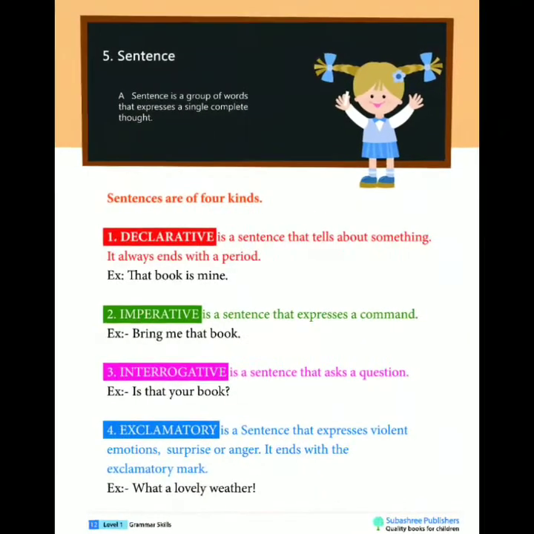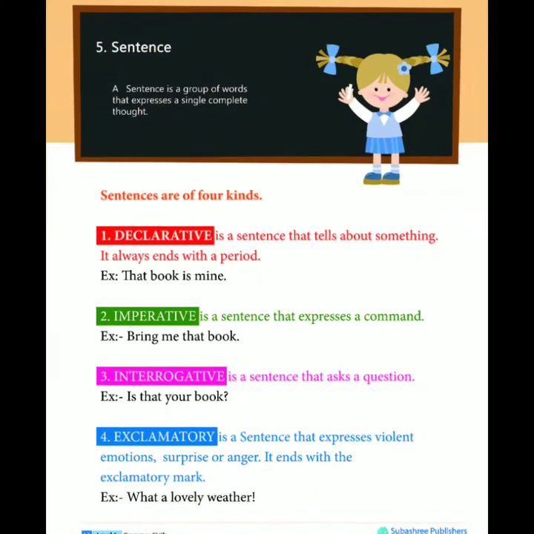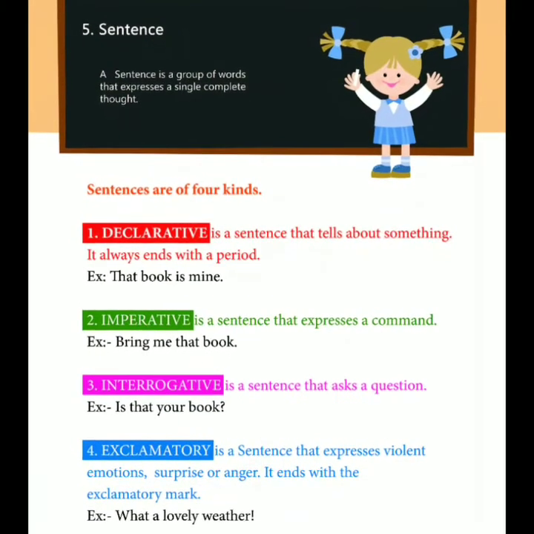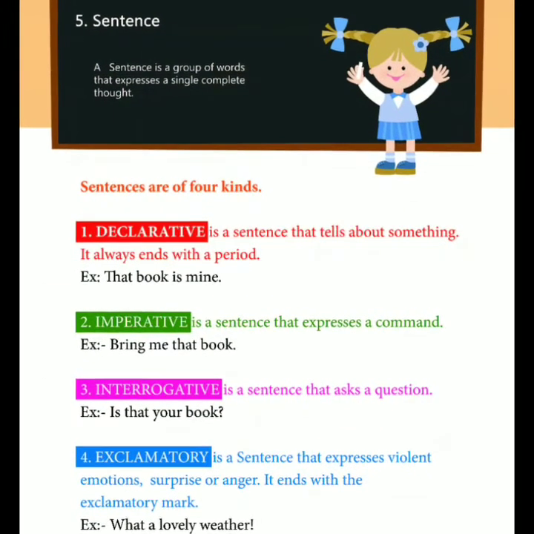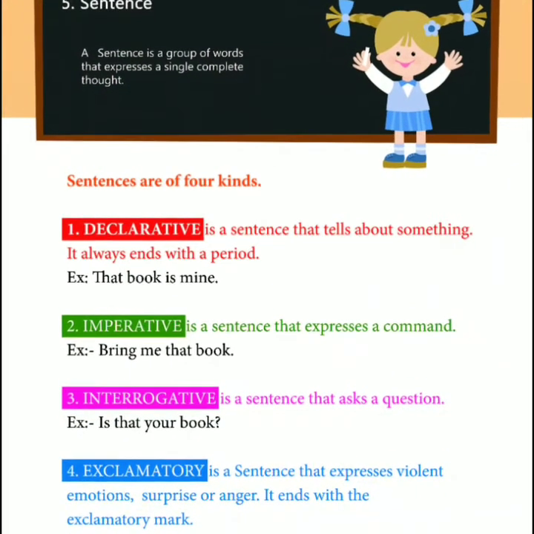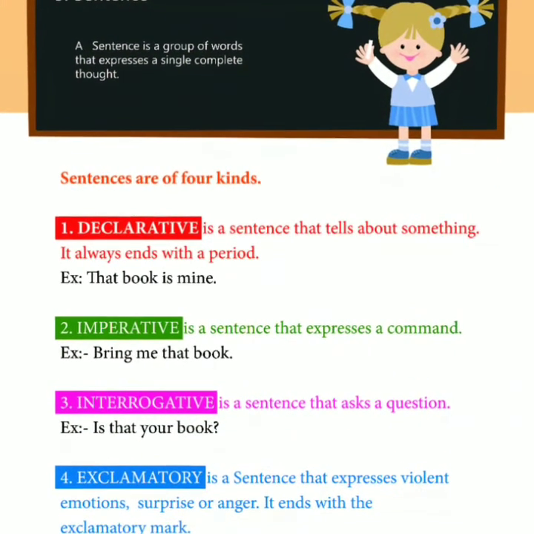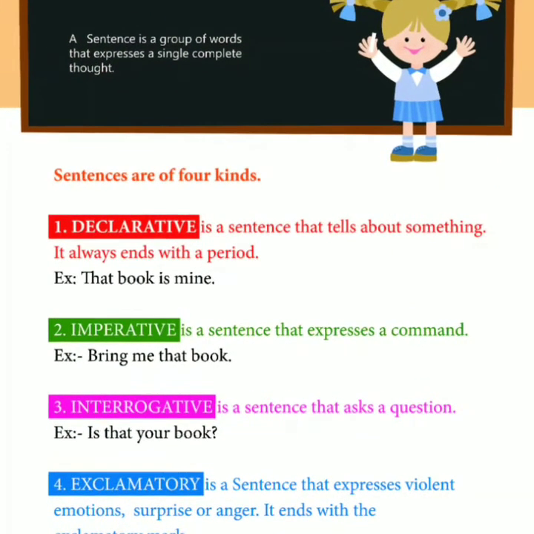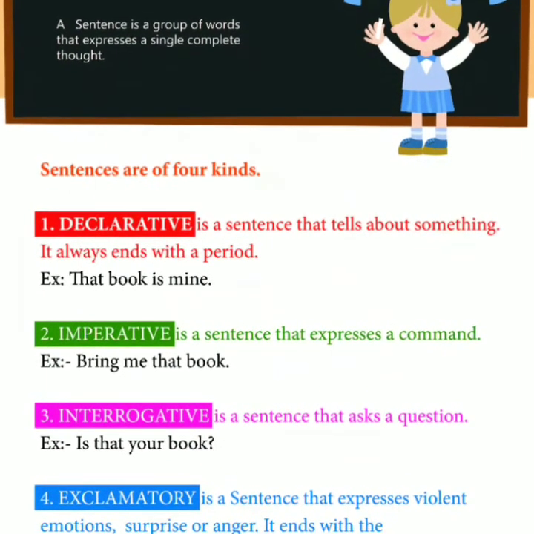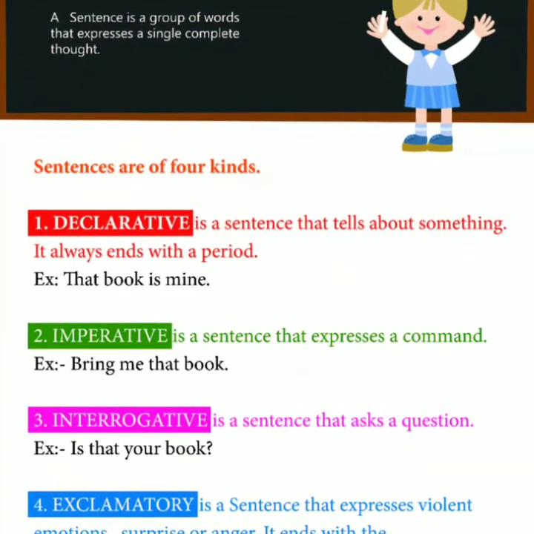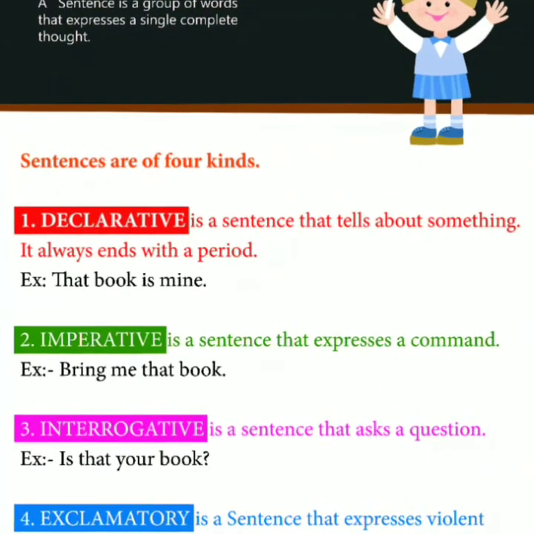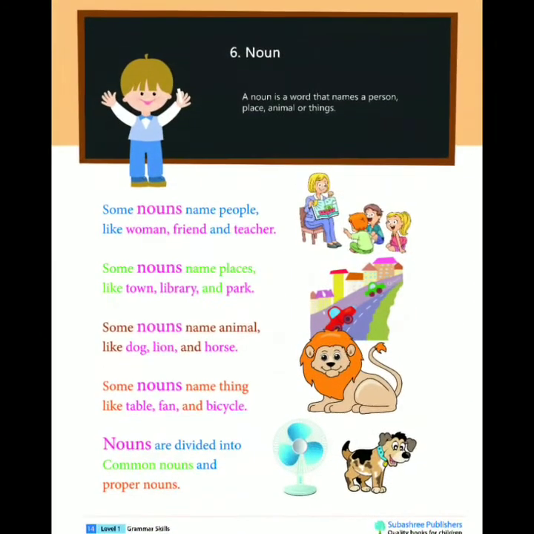A sentence is a group of words that expresses a single complete thought. Sentences are of 4 kinds. Declarative is a sentence that tells about something. It always ends with a period. That book is mine. Imperative is a sentence that expresses a command or request. Bring me that book. Interrogative is a sentence that asks a question. Is that your book? Exclamation is a sentence that expresses violent emotion, surprise, or anger. It ends with an exclamatory mark. What a lovely weather!